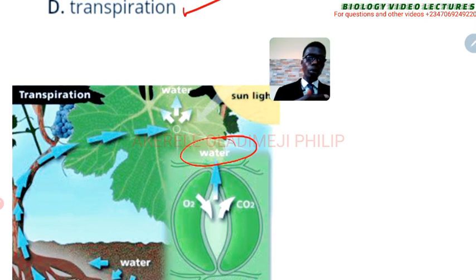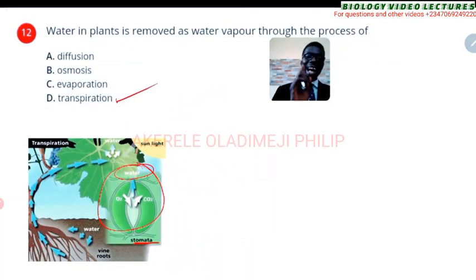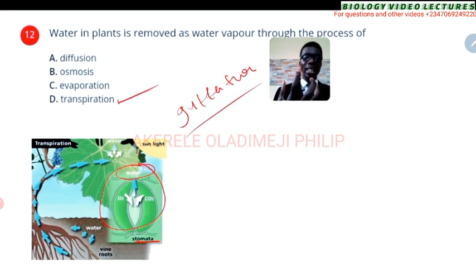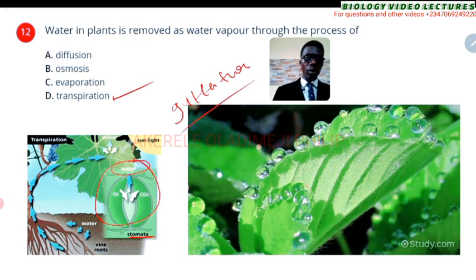Stomata means plural, stoma means singular. So this is just one. It ought to be stoma. But I guess you get the point. So water vapor coming out of this is called transpiration. However, don't mistake transpiration for another process we call guttation, G-U-T-T-A-T-I-O-N, guttation, which means collection of water, literally. It looks like this. Now, this is guttation. This is not transpiration, please.